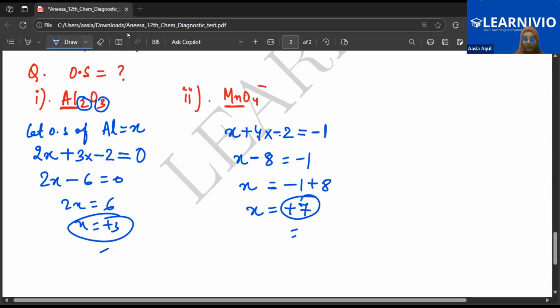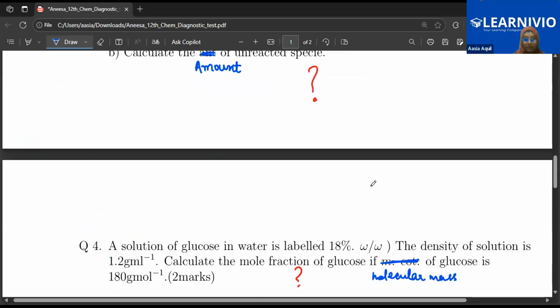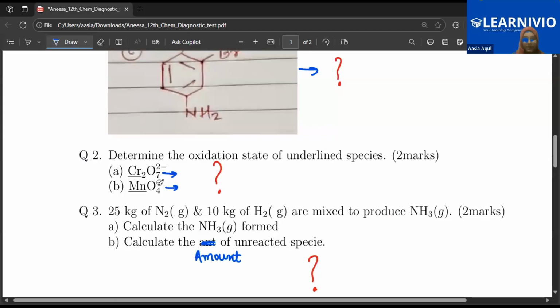Now you can do this question. Clear? Now do this question. Cr2O7 2-. And see, this was a similar question to what I just gave, MnO4 -1. So what will be the oxidation state? +7. Do the first one, ma'am, and tell me the answer.